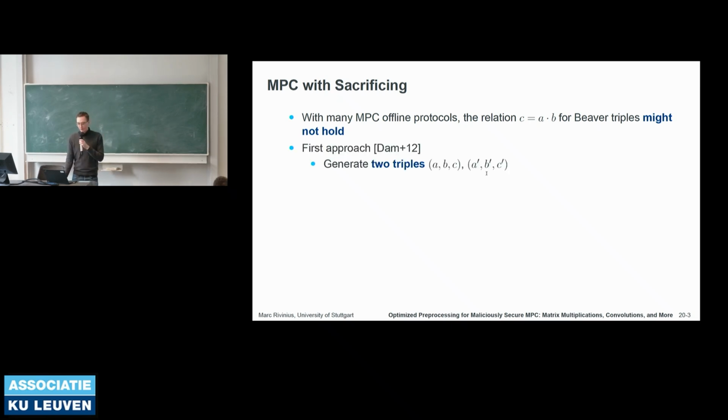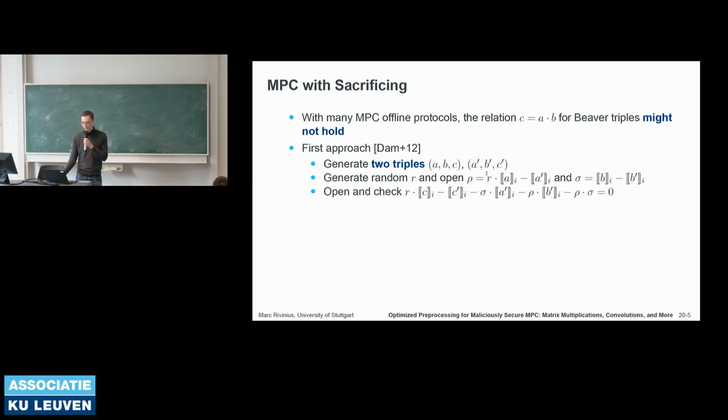So what SPDZ does is so-called sacrificing. They produce 2 triples. Then they open basically masked versions of A and B and do this check. And in the paper they argue why if you check this, that what comes out here is 0, then it's very probable that one of the triples is valid, and then you just use the first triple and throw away the second one. So basically, you just do your more or less semi-honest triple generation protocol twice and check with the other one and use half of them.